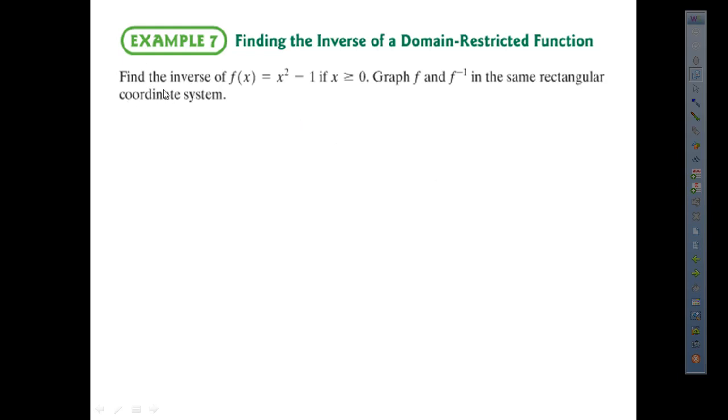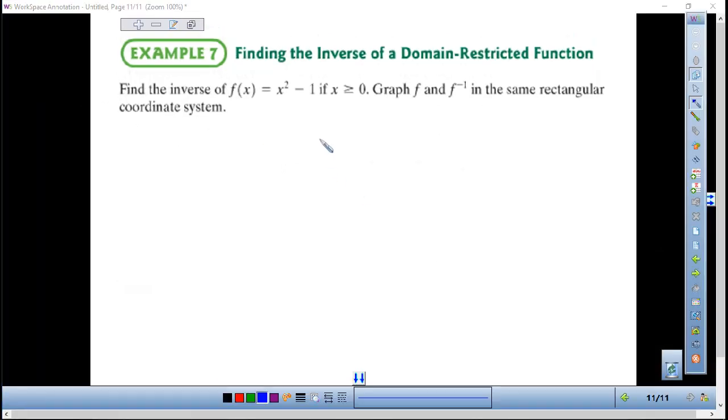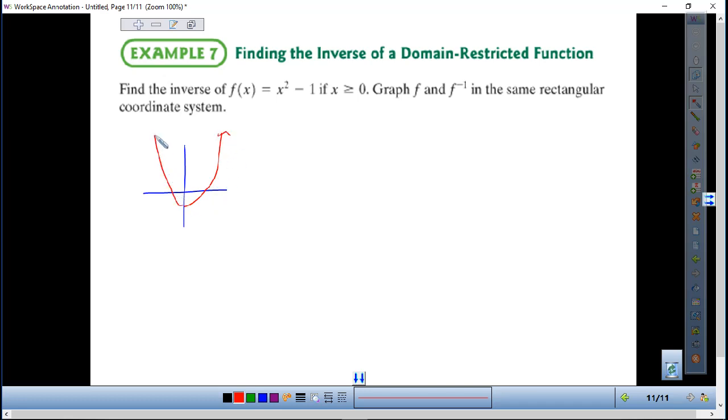All right, find the inverse of f of x equals x squared minus 1 if x is greater than or equal to 0. Graph f and f inverse in the same rectangular coordinate system. Now, if we're only letting x be greater than or equal to 0, think about what the graph is. x squared minus 1 is a parabola. It looks like this, but if we're only doing values of x that are greater than or equal to 0, we can get rid of that side right there. So we're only talking about this part over here.